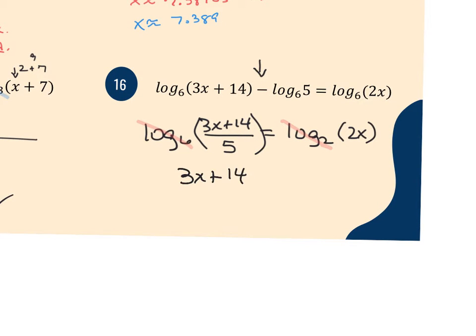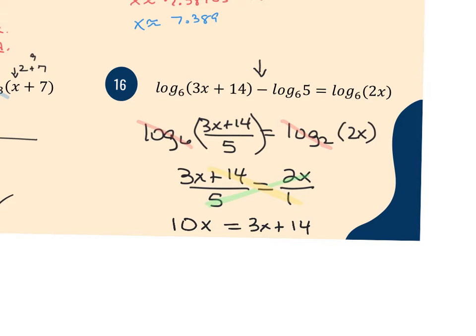3x plus 14 over 5 equals 2x. I'm going to go ahead and solve this as a proportion. You could also just multiply both sides by 5 to get rid of that denominator, but you could do this as a proportion and cross multiply. So I could do 5 times 2x and 3x plus 14 times 1. So here I get 10x equals 3x plus 14.